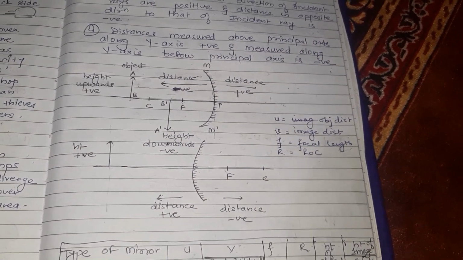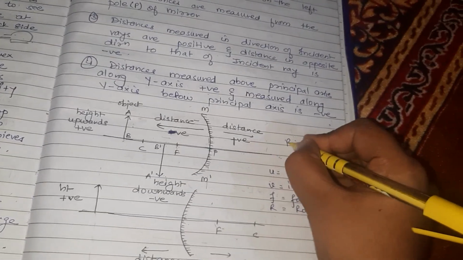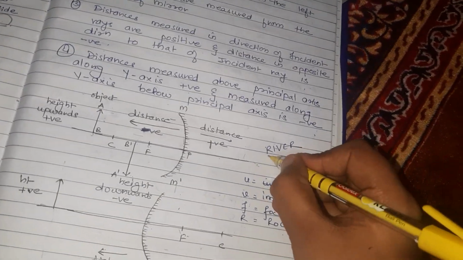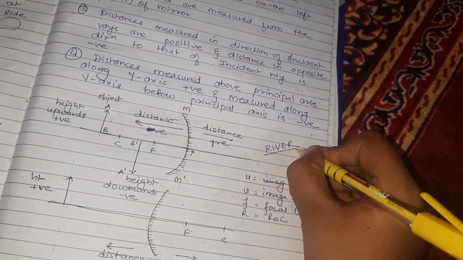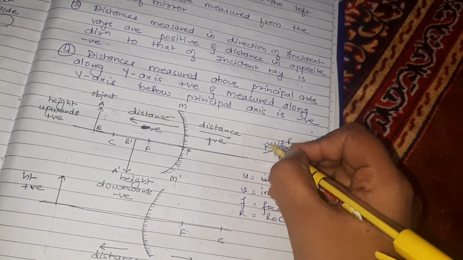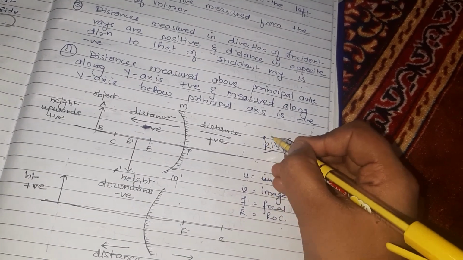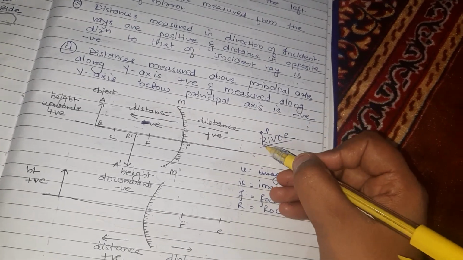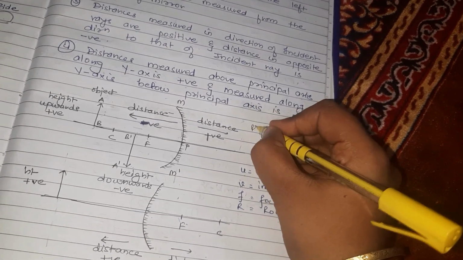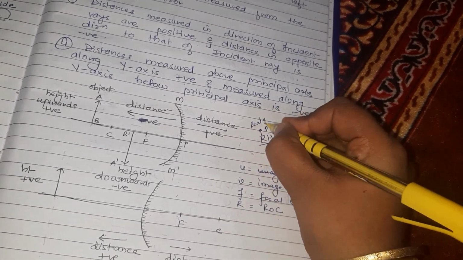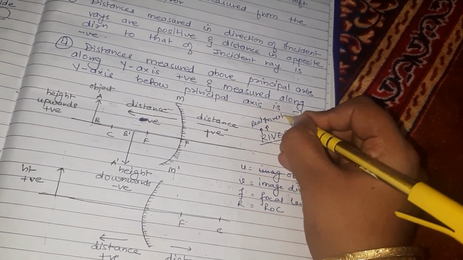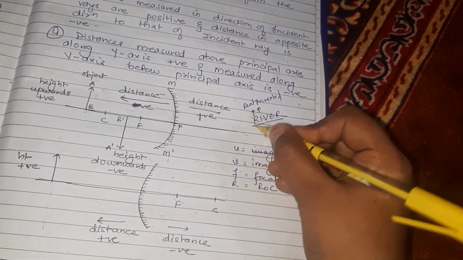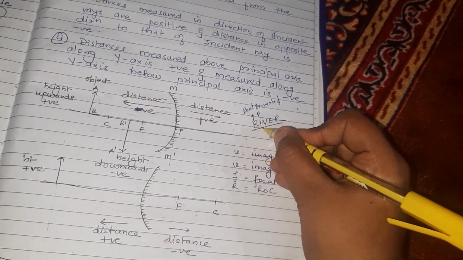Now always remember that one term, RIVER. In it, R stands for real and I stands for inverted. So R means real and I means inverted. So if the image is real, then it is always inverted.